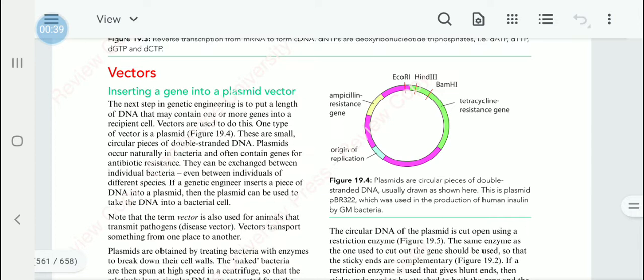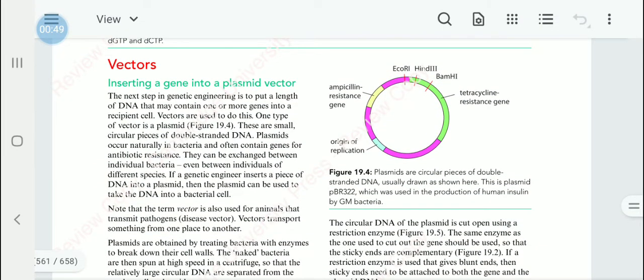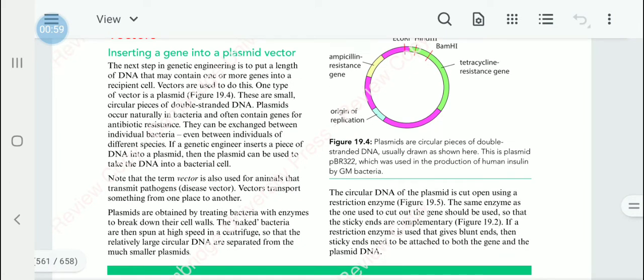So there are three different kinds of vectors that we spoke about: viruses, plasmids, and liposomes. Now we're talking about plasmids. A plasmid is a circular piece of double-stranded DNA. Plasmids occur naturally in bacteria, and most of the time they contain genes against antibiotics, or the genes for antibiotic resistance.